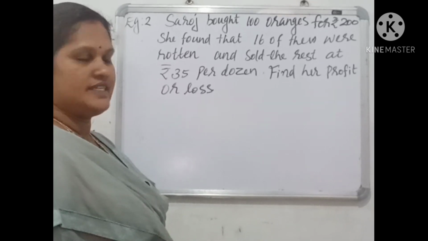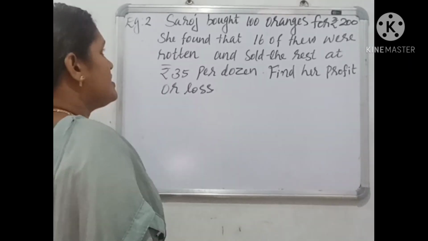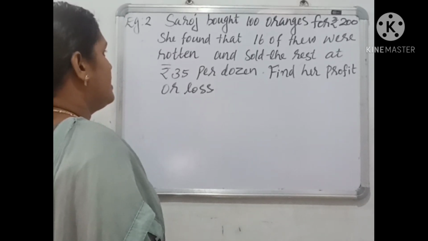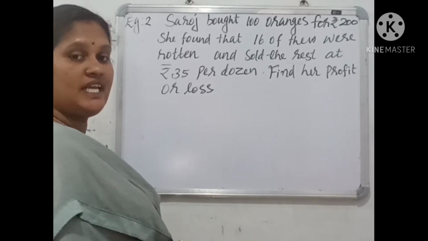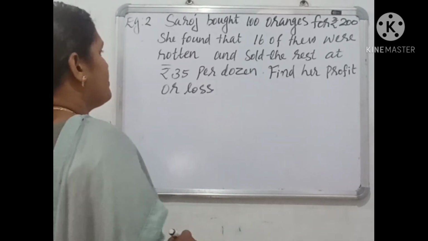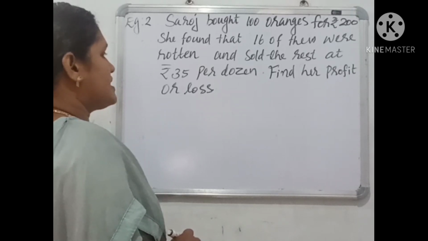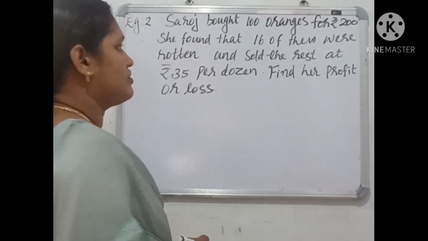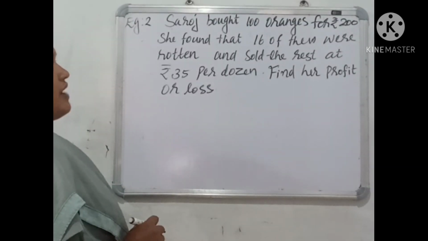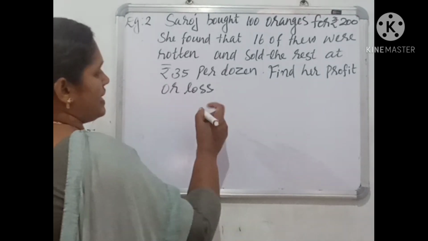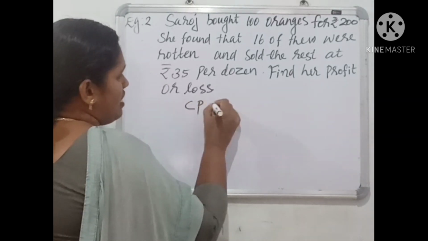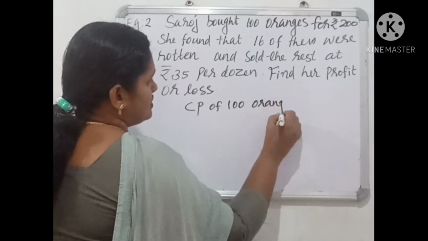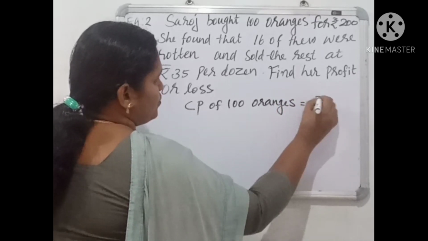Clear? Listen carefully, children. Example 2. Saroj bought 100 oranges for rupees 200. She found that 16 of them were rotten and sold the rest at rupees 35 per dozen. Find her profit or loss. What is the cost of 100 oranges? Cost price, that means CP. CP of 100 oranges equals rupees 200.